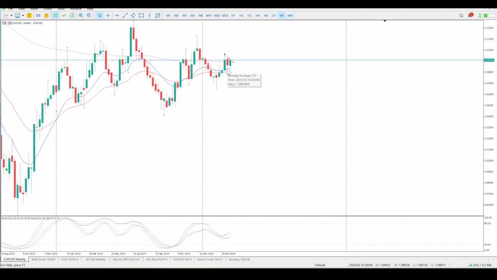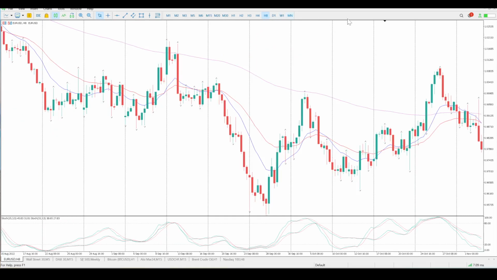So you can see the moving averages have crossed over, oscillators are pointing up, and we just need to clear this last hurdle, which is the 150 EMA, which is right in around 1.09184. So just switch down to the lower time frames now.